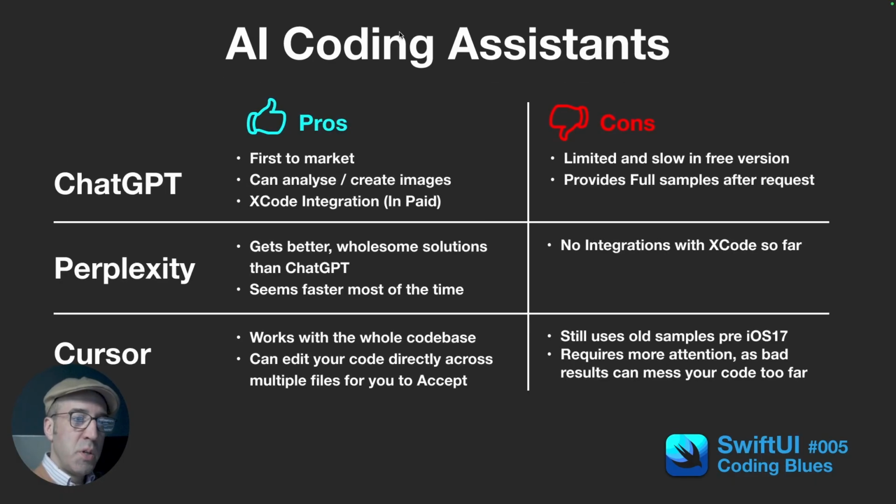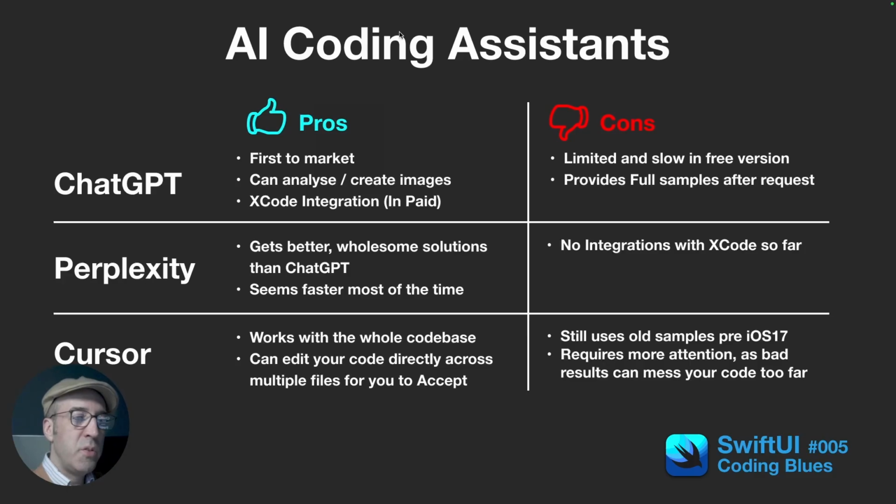What are the pros and cons between the different tools? The pros for ChatGPT: it was the first one to market. It can analyze and create images, so whatever you give it, it can do it very well. ChatGPT has an integration with Xcode. Once you pay for Cursor, it also gives you that functionality. The cons for ChatGPT is it's quite slow once you run out of the queries that you have, and it gives you the option to wait for a long time. It can give you full samples, but you have to request them.